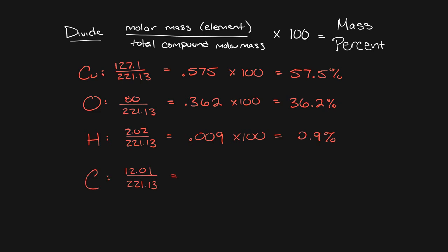Lastly, carbon equals 0.054 times 100 to equal 5.4%. And again, to check your work, you can add up all of your mass percents and they should equal 100%.